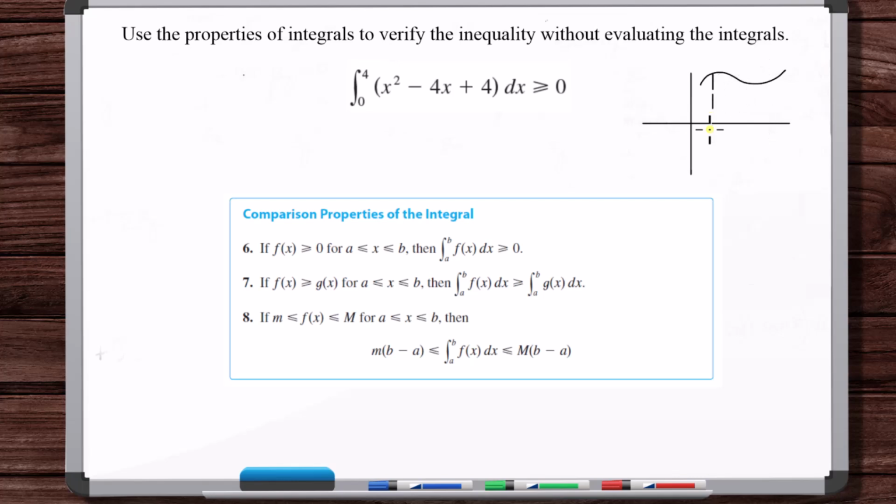Okay, so one thing we know we can do is we can separate this out. And so we can bring the minus sign out front like that.